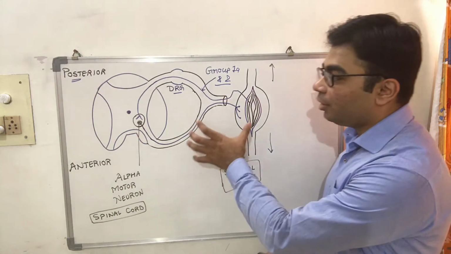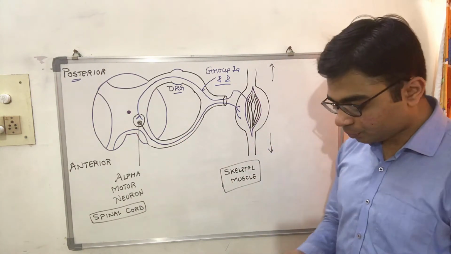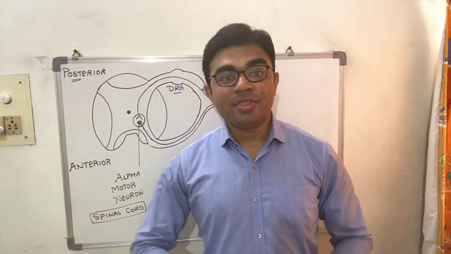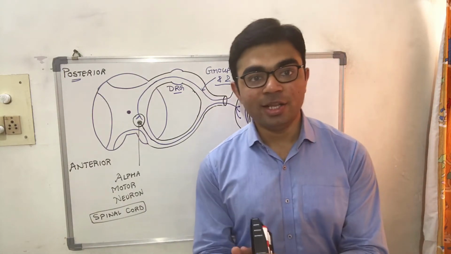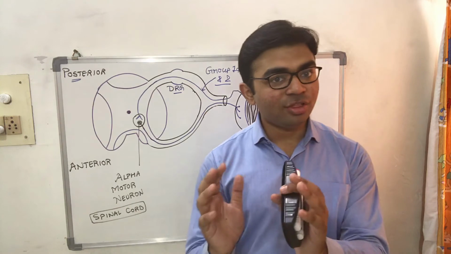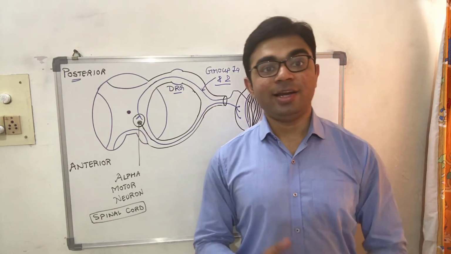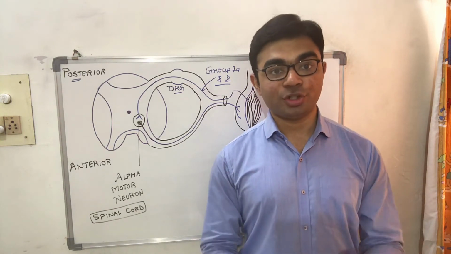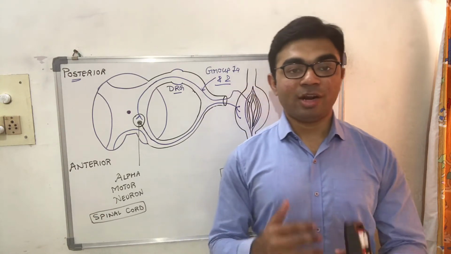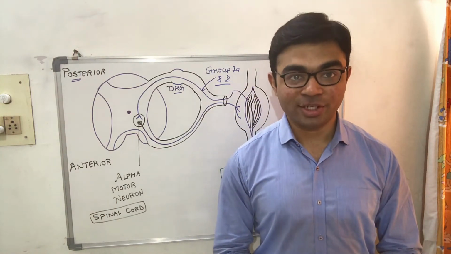So now from this diagram we can understand how the muscle spindle detects any change in the length of the muscle fiber, and ultimately it helps in maintaining the posture. If you are having any doubts, do let me know in the comment section.